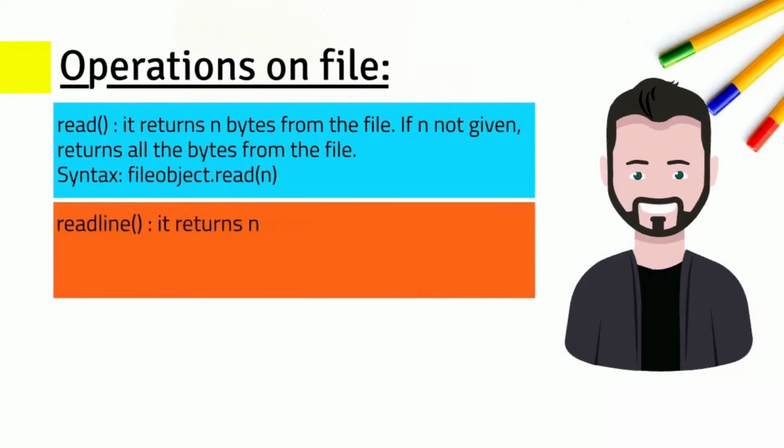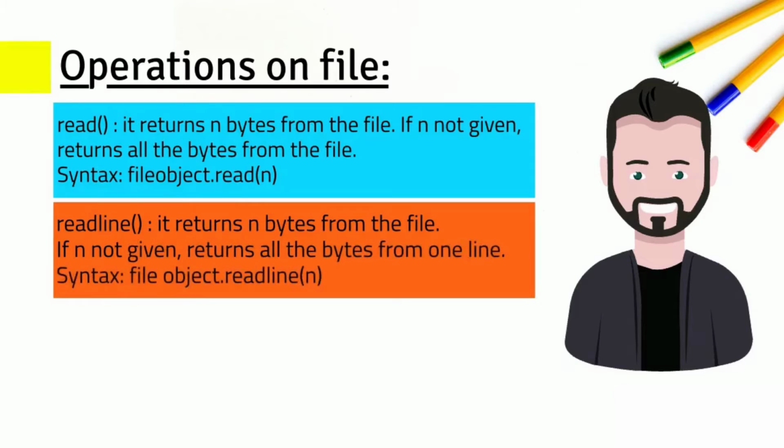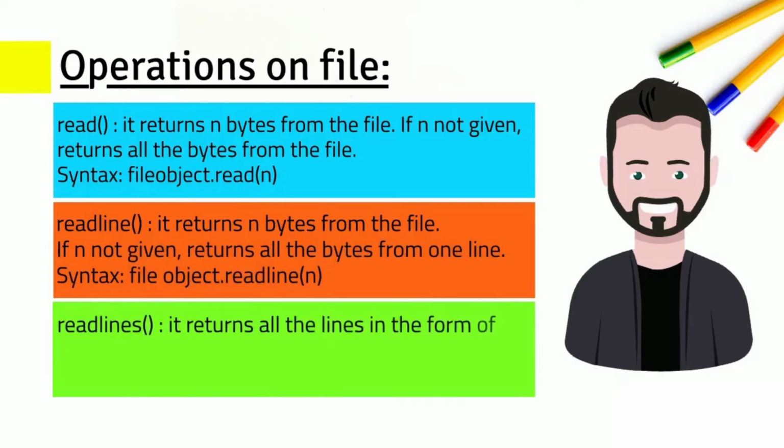Readline: it returns n bytes from the file. If n is not given, it returns all the bytes from one line. Syntax: file object dot readline. Readlines: it returns all the lines in the form of a list. Syntax: file object dot readlines.